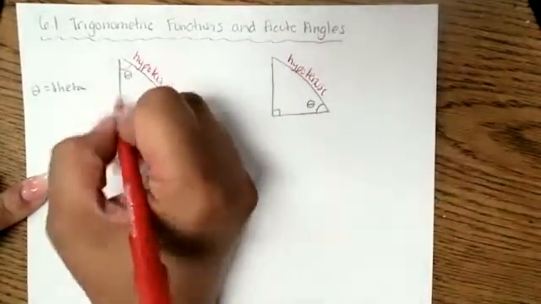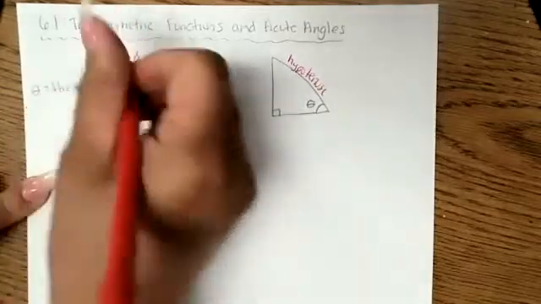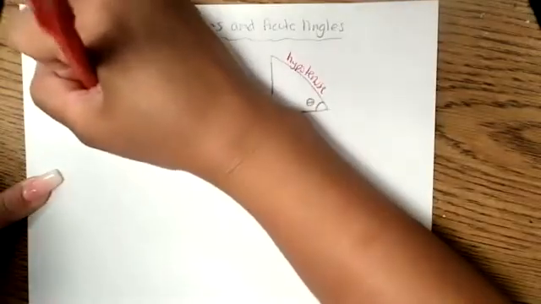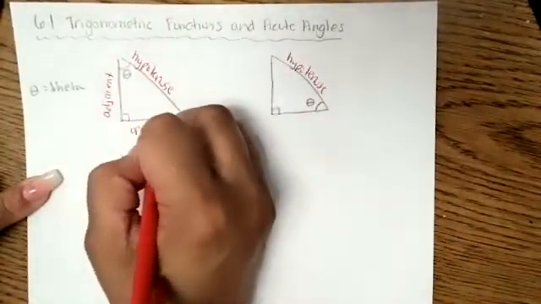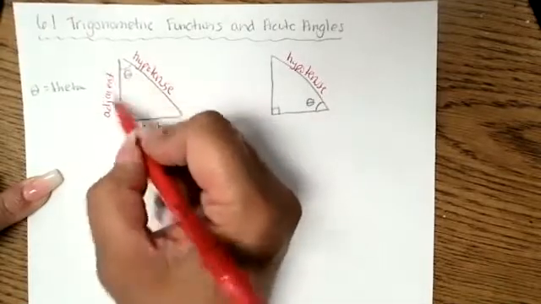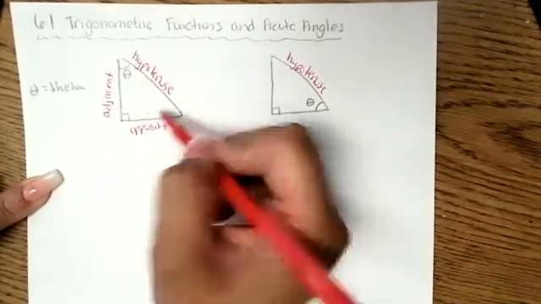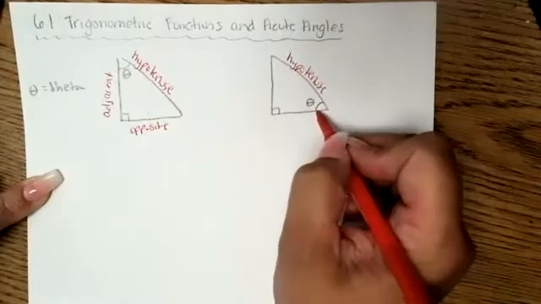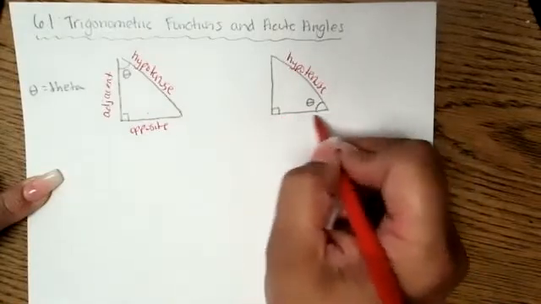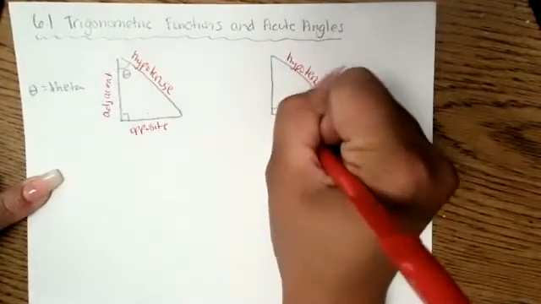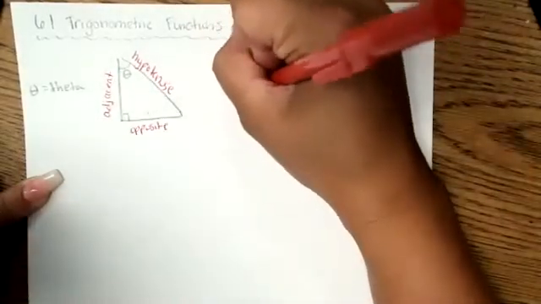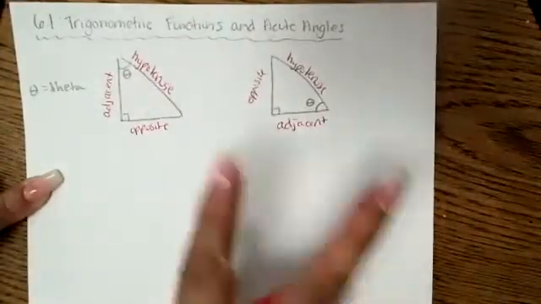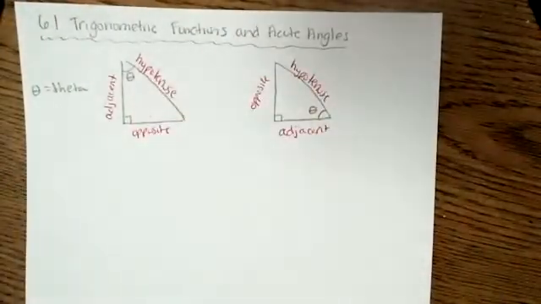The side touching theta is going to be the adjacent. The side opposite the theta is going to be the opposite. So if theta is up here, know that this is the adjacent, this is the opposite. However, on this triangle, the theta is down here. So the side touching it, the adjacent, is now at the bottom, and the side opposite is over here. The only thing that's the same is the hypotenuse.